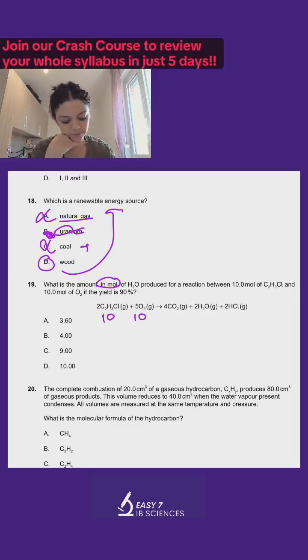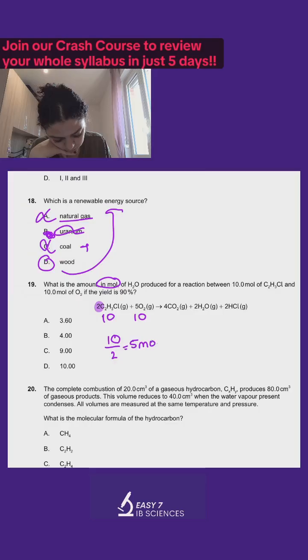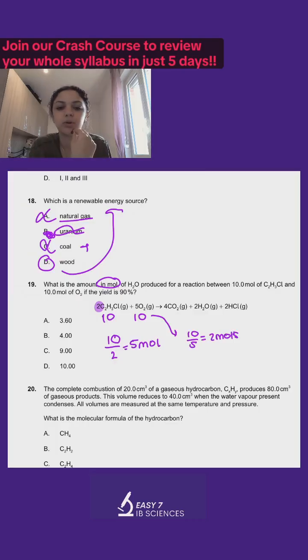Okay, so first of all, you guys have found the limiting. How do we find the limiting? We just take the 10 moles and divide it by the coefficient out in front. So 10 moles first divided by 2 gives me 5 moles. And then 10 moles divided by 5 gives me 2 moles. So I know for a fact oxygen is the limiting. Very good, guys, who said oxygen is the limiting.